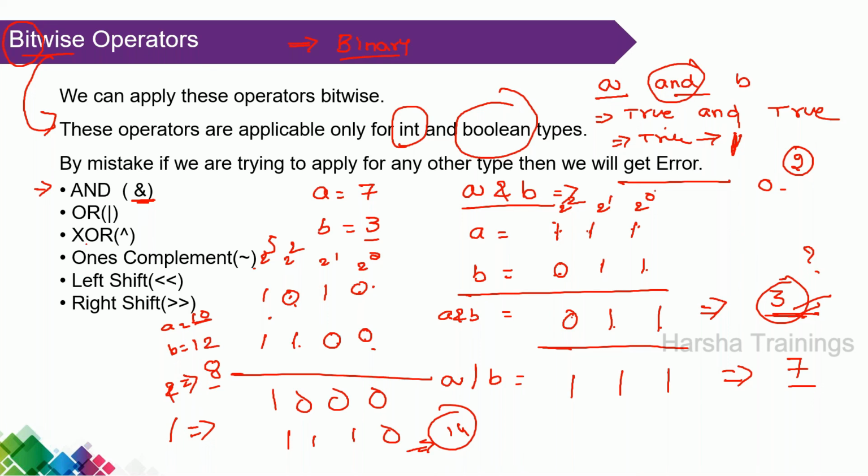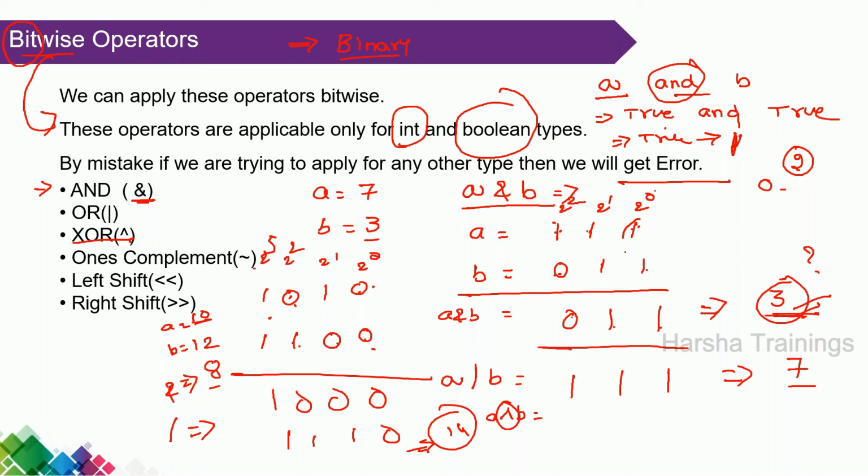Now the last one. Right now we discussed this one and then move to the next session because the time is up. A ^ B, XOR. If you are performing XOR between two bits, if both the bits are the same, 1 1, the answer is 0. 0 0, the answer is 0. If bits are different, the answer is 1.